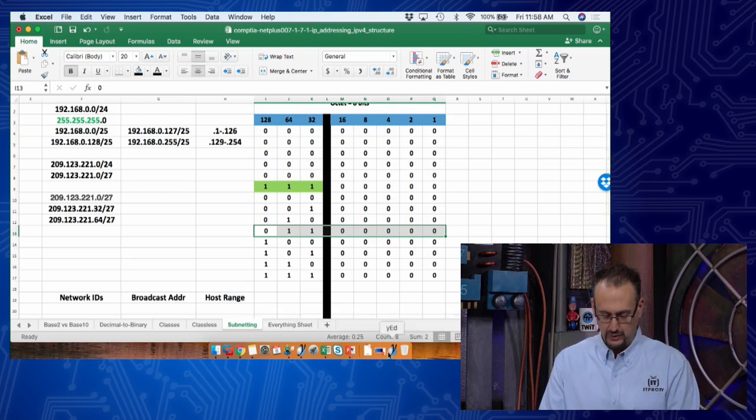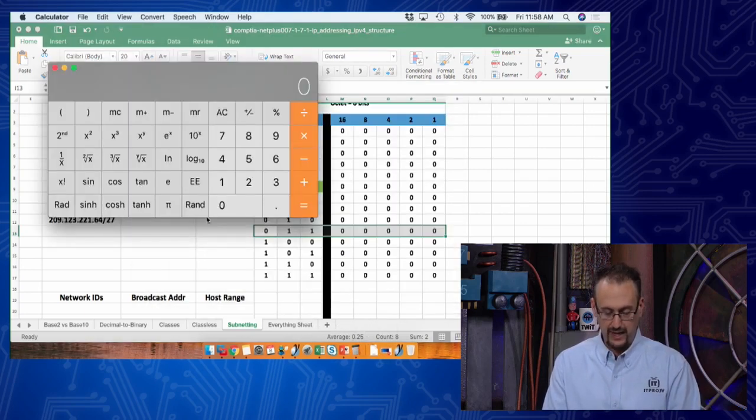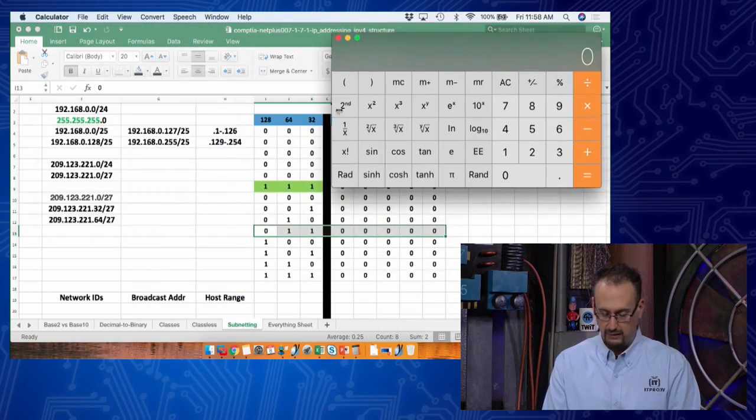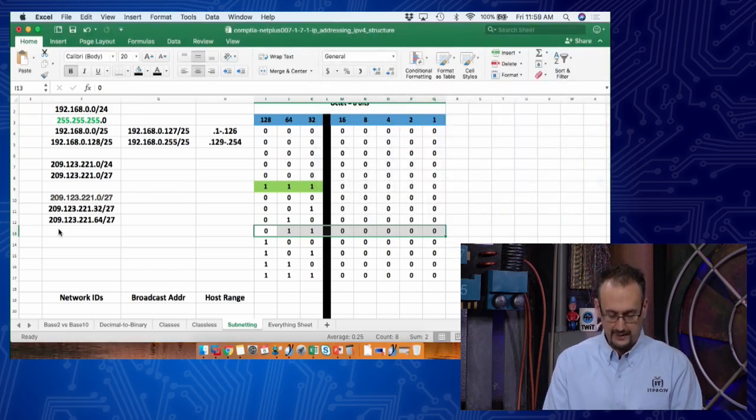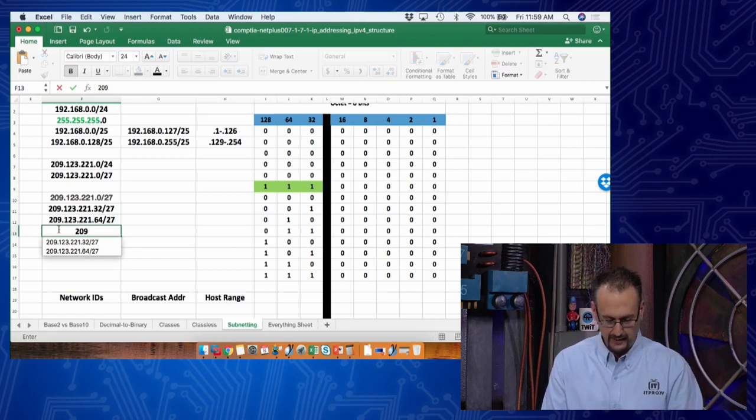So if you need to, you can always get out the calculator. Remember, even on the exam, by the way, let me let you know that they will bring you a calculator. So if you don't know, have that calculator ready to go. And then you can add your 64 and your 32. We get 96. So I can see that the next network is going to be 209.123.221.96, and then a /27.